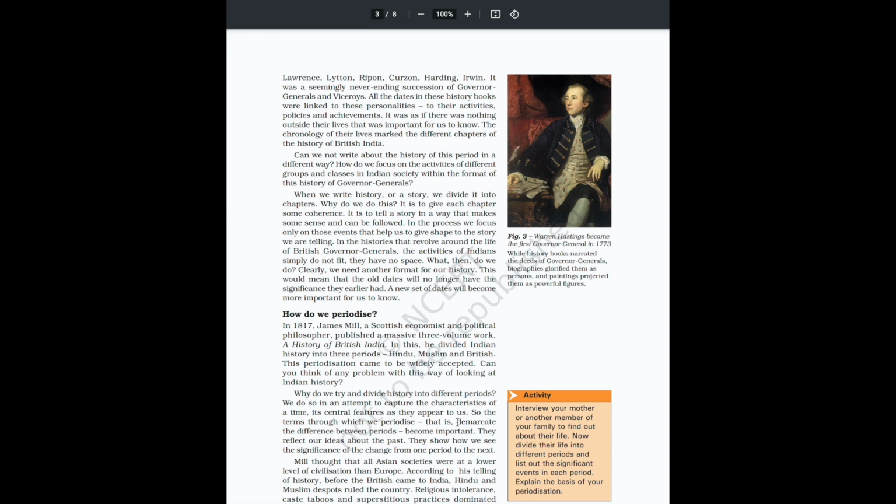In the histories that revolve around the life of British Governor Generals, the activities of Indians simply do not fit. They have no space. What then do we do? Clearly, we need another format for our history. This would mean that the old dates will no longer have the significance they earlier had. A new set of dates will become more important for us to know.